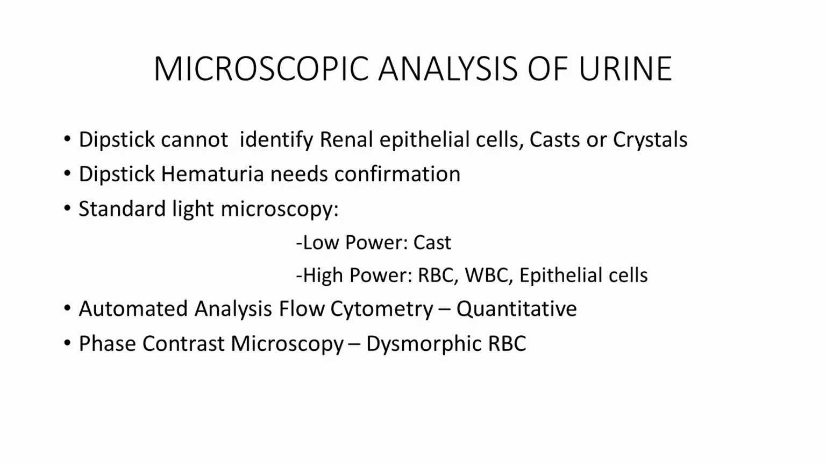Now, how do you prepare a slide for microscopy? It's very simple. You centrifuge the urine in a centrifuge. You throw away the supernatant, and 1 drop of the sediment is taken on the slide, covered with the cover slip, and seen under the microscope. No staining is required for doing the microscopy of the urine.